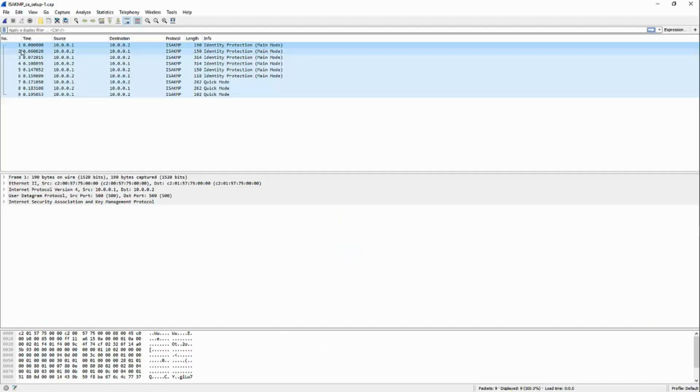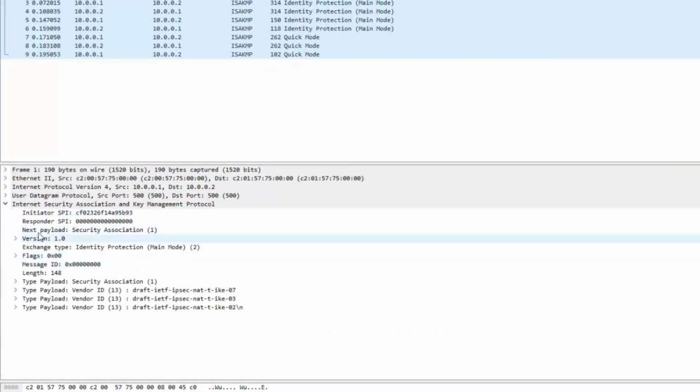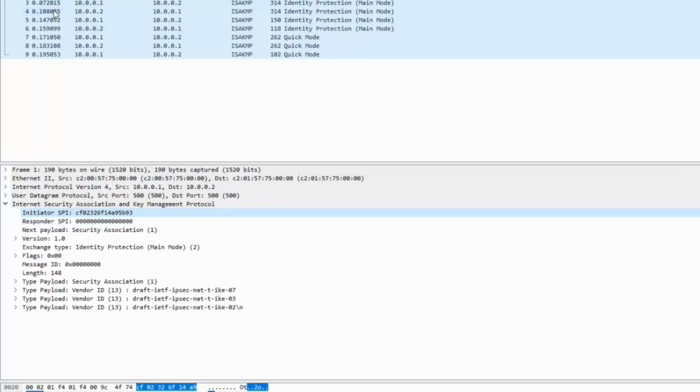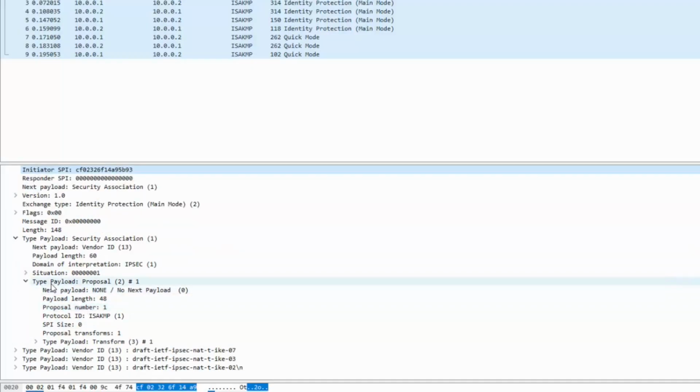So let's take a look at this in a packet capture. Just to understand the initiator cookies, and all the terms we discussed. The first message, the initiator SPI. The first message doesn't have anything for the responder, because the responder hasn't responded yet. The security association is basically the payload of the proposal, which is proposed during initiation. And we see here, in this case, the proposal is just one proposal.